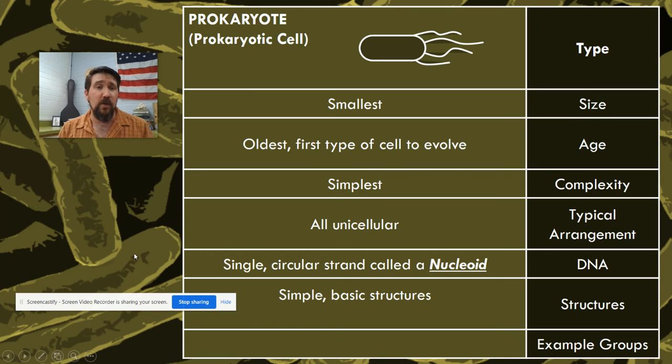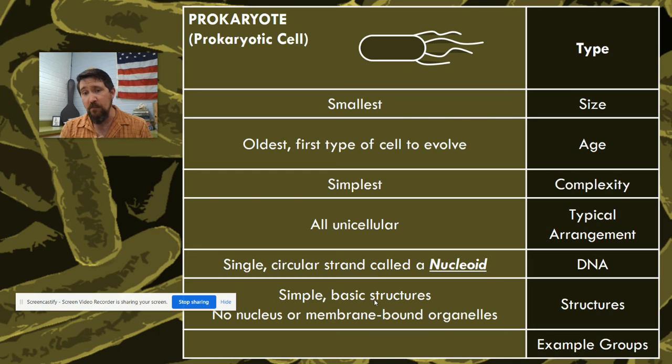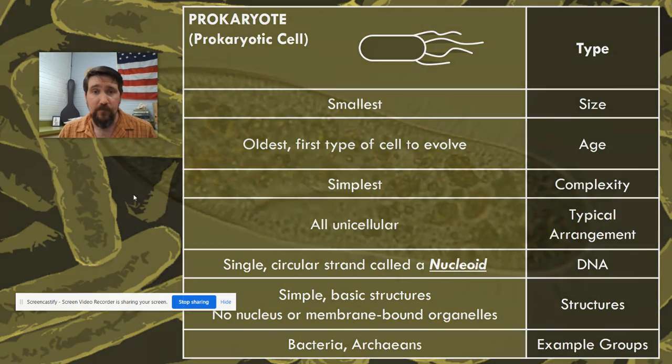As far as structures go, prokaryotes don't have a lot of specialty structures. They have a few simple basic ones, and none of them are bound in a membrane on the inside, unlike in eukaryotes. There's no nucleus, no membrane-bound organelles, just simple structures based on protein and RNA. Okay? Our example groups that we're going to take a look at in this class are the kingdoms of life known as bacteria or eubacteria, and a group of other prokaryotes known as archaeans.